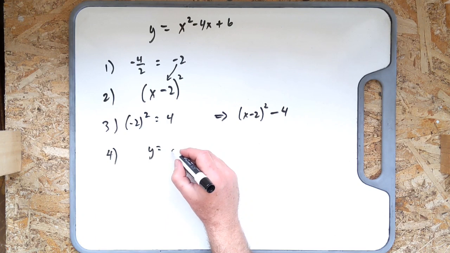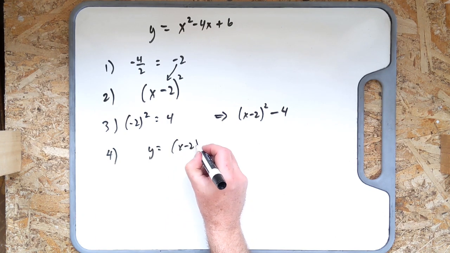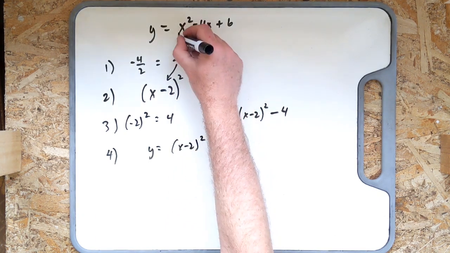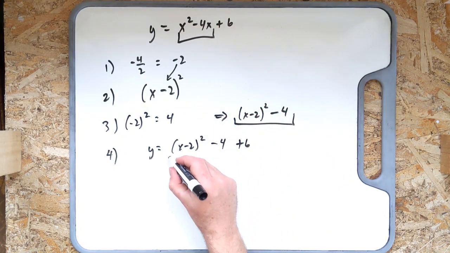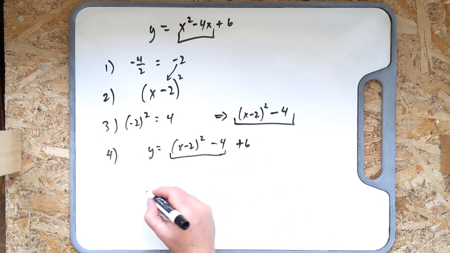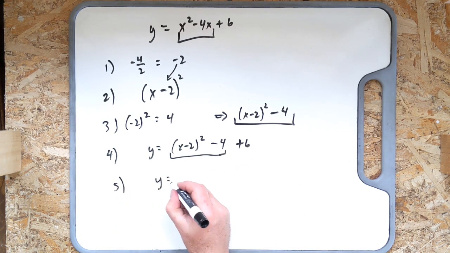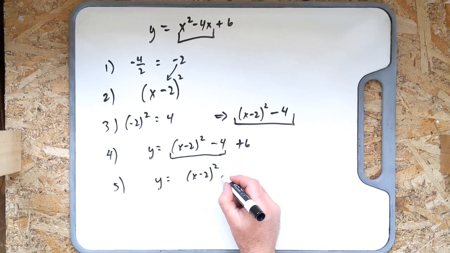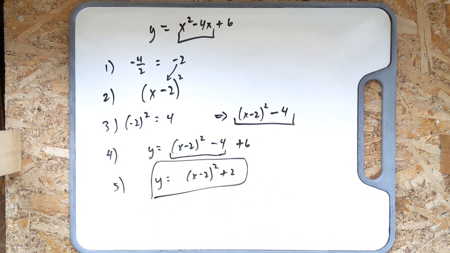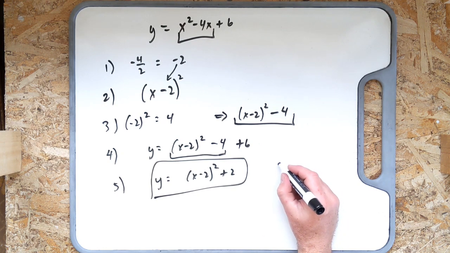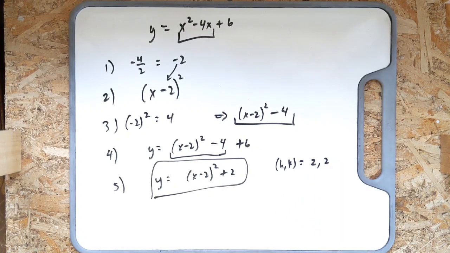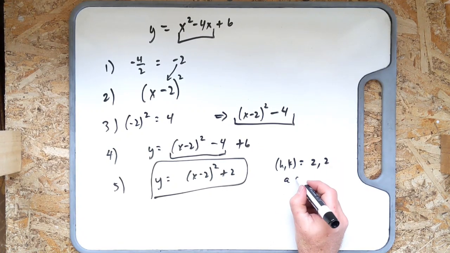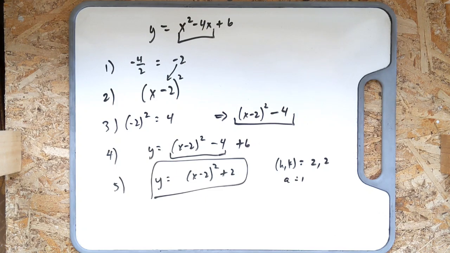Substitute that back in there. Y equals x minus 2 squared minus 4. I'm substituting this for this. And then I still have the plus 6 on the outside. That hasn't changed. So simplify down, and I get y equals x minus 2 squared plus 2. And there we go. There's my vertex form. And again, I can take the vertex from that. It is 2, 2. And a is again just 1. Okay, now I'll have you try one.